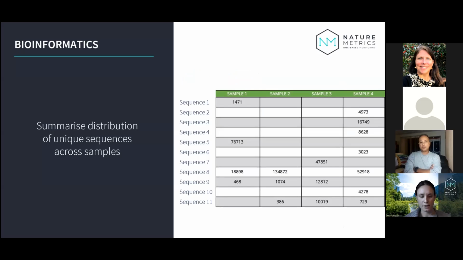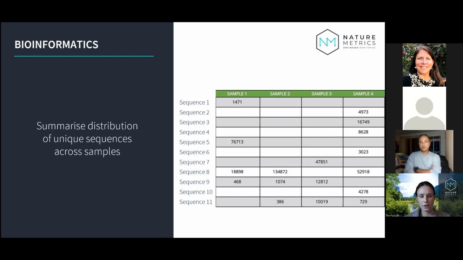Now, most of the sequences that you get back are exact copies of each other. You might have 100,000 copies of the exact same sequence. So the data goes through a processing pipeline called a bioinformatics pipeline. In the first instance, it applies a quality filter, which gets rid of any poor quality sequences. The ones that are left over, it summarizes into this table, which tells you for each unique sequence how many copies of it you've got in each of the samples that were on your sequencing run.